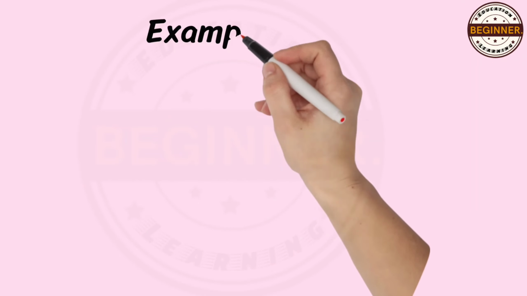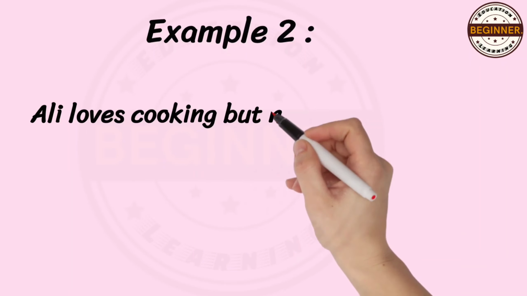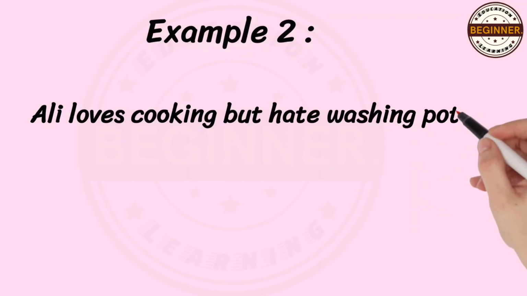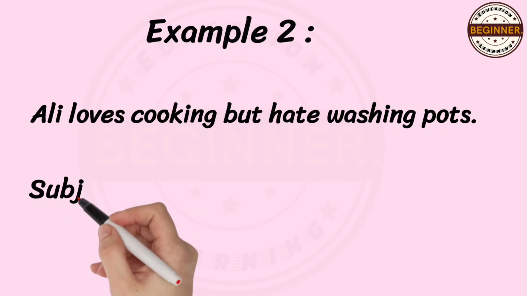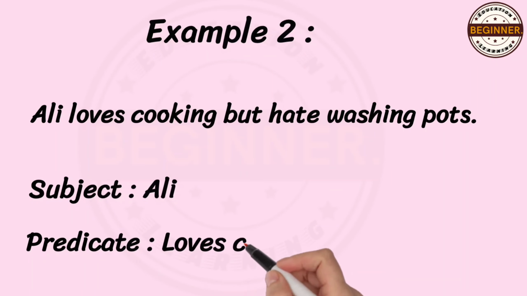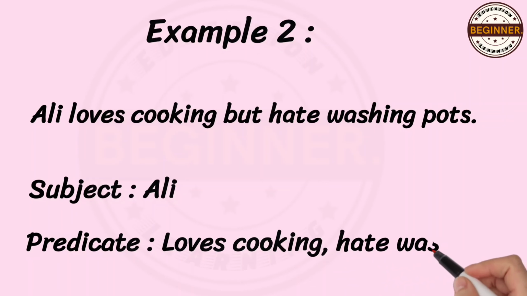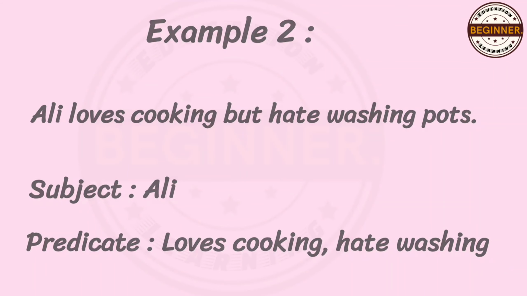which is she. Example number two, Ali loves cooking but hates washing the pots. Here Ali is the subject in this sentence, and on the other hand, loves cooking but hates washing the pots is the predicate. Loves cooking and hates washing tells about Ali, who is the subject in this sentence.